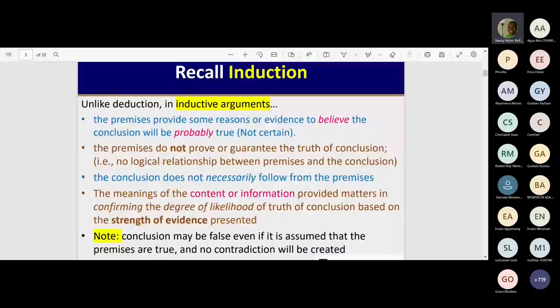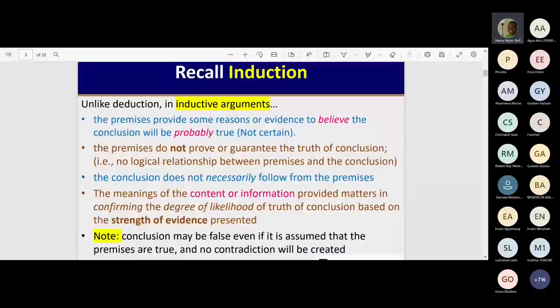When you are doing induction, the meaning of the content or information provided matters in confirming the degree of likelihood of your conclusion, based on the strength of the evidence presented. If I said few Ghanaians are hospitable, Ajo is also Ghanaian, therefore she's hospitable. Because I said few, the chances that she will also be hospitable is less. My starting point said few. Not many of them are hospitable. Ajo is one of them. You see, with few there, the chances of your conclusion being true is less.